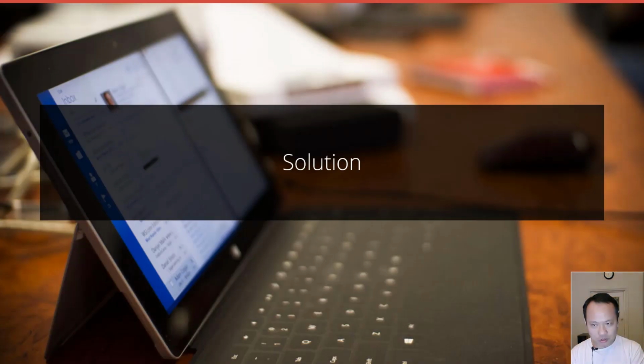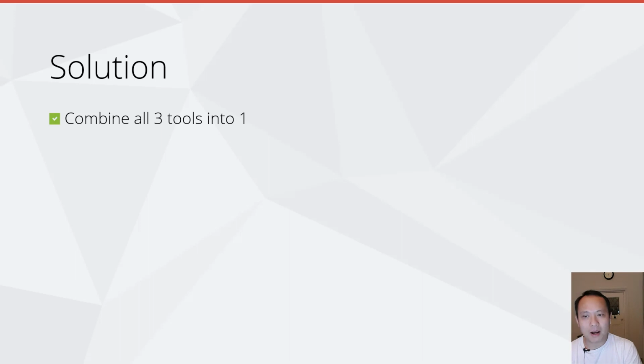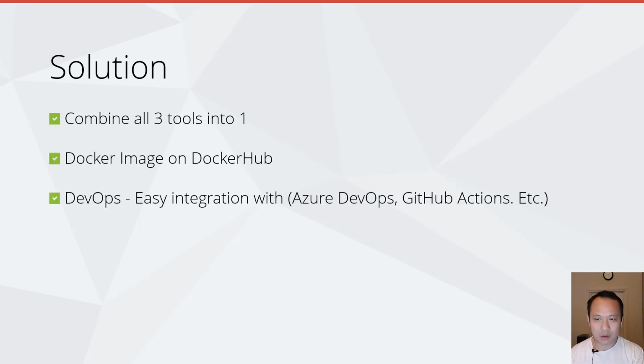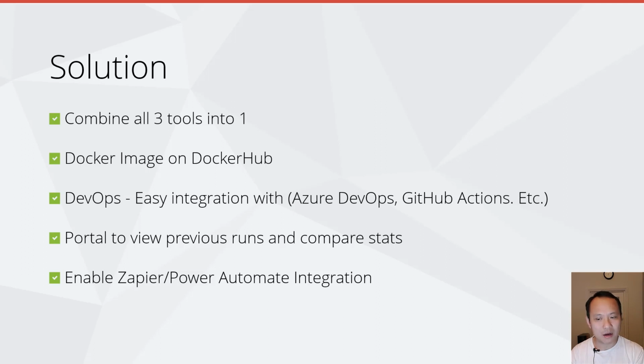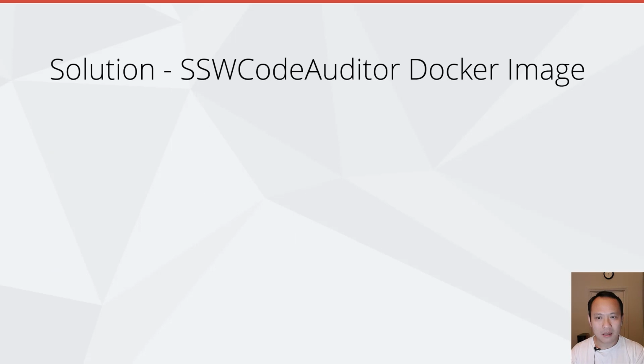Now the proposed solution is to combine all three into one single Docker image that we're going to host on Docker Hub. Because it is a Docker image, it's very easy to integrate with DevOps tools like Azure DevOps or GitHub Actions. We have a portal for the user to see the previous runs and compare stats. We also enable Zapier or Power Automate for integrations.